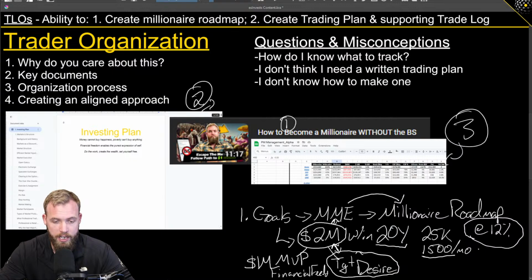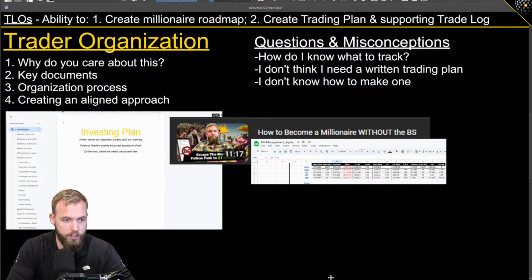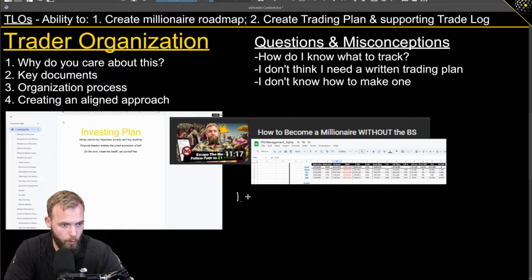So one of those takeaways is this return over here. We know what we need to hit. Okay, great. Now we have a planning factor. So then where does the trading plan come in? So step one, to reiterate, is goals that are quantified. Step two now is creating a plan.